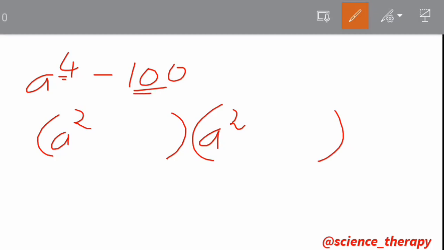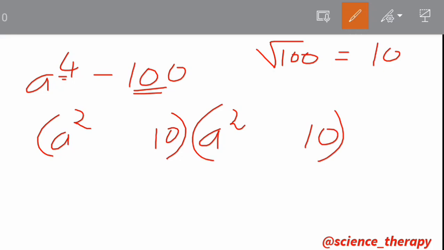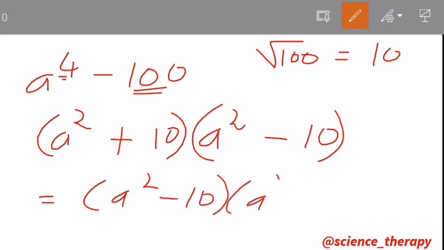Now let's look at our 100. 100 is a perfect square. If we put it in a square root, what answer do we have? It's 10. Now we distribute the 10 this side and 10 that side. Now our signs, let's have a positive here and negative there. Always note that it is not compulsory that you must have a positive here and a negative there. You can have it also this way: a squared minus 10 and then a squared plus 10. This is still the same thing.